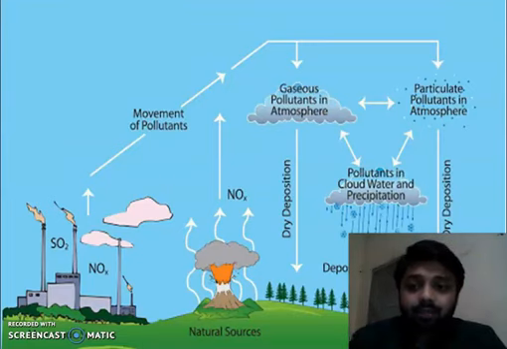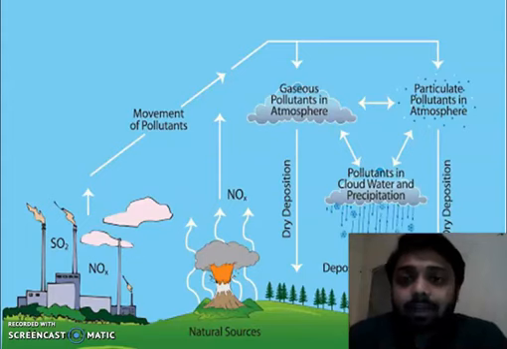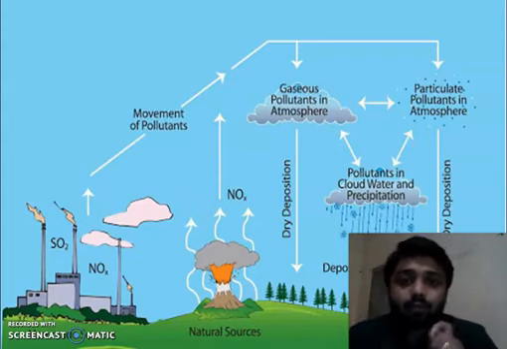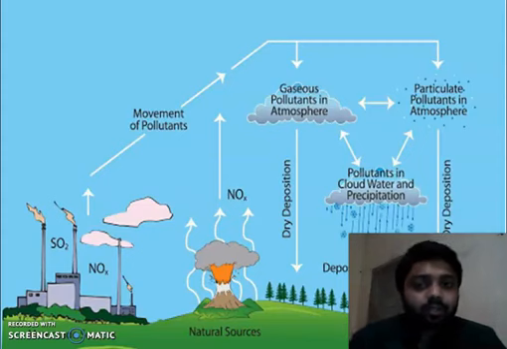Again we have one diagram. Here you can see industries, that is man-made sources, and natural sources. Man-made sources emit SO2 and NO, and natural sources also emit NO. These are sent into the environment. After that, movement of pollution occurs from one part to another. Gas pollution in the atmosphere reacts with particle pollution in the atmosphere, pollution in cloud water and precipitation. After that, this wet acidic rain is going to fall on earth in the rainy season, okay. So this is a basic diagram.